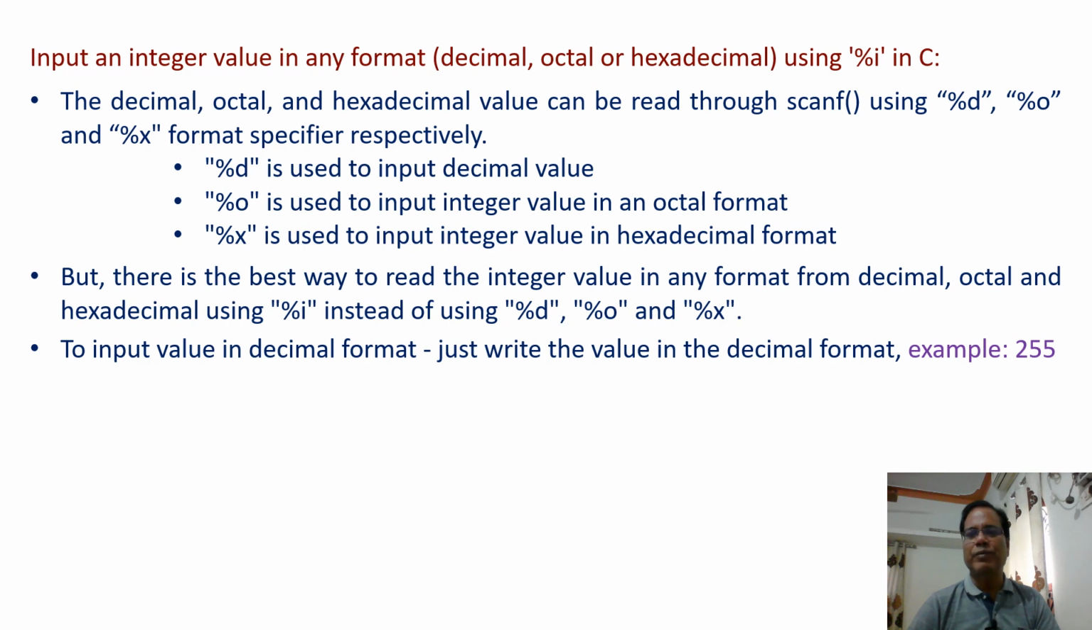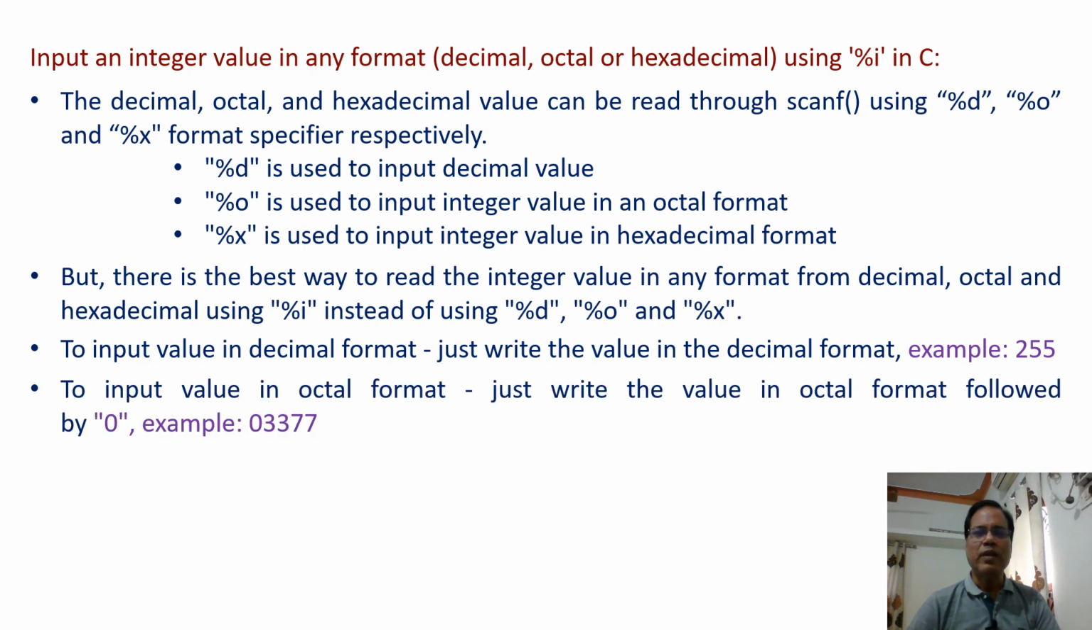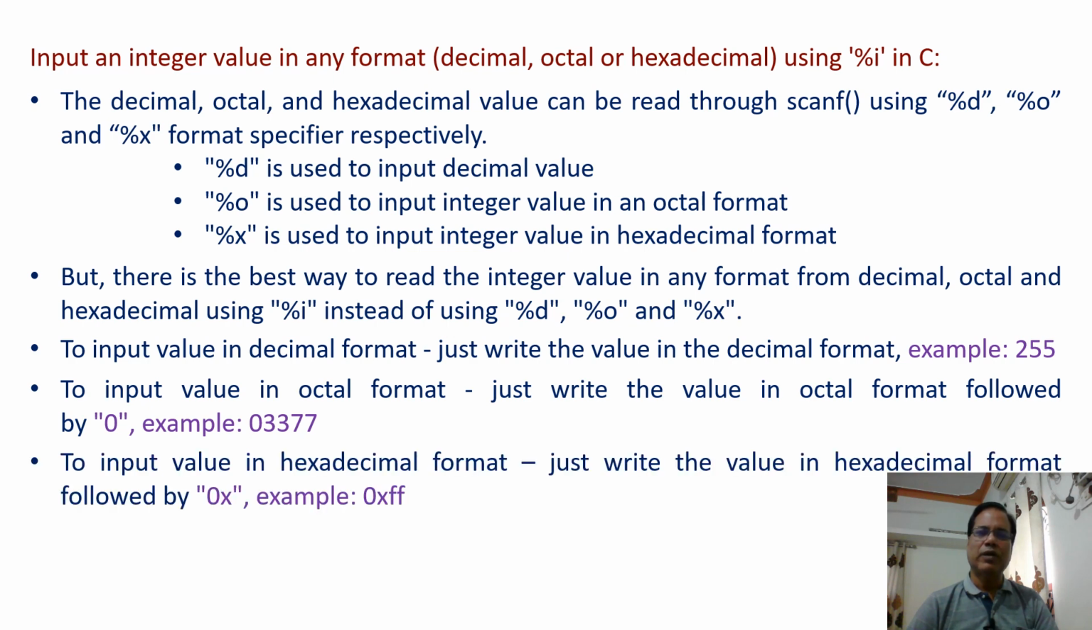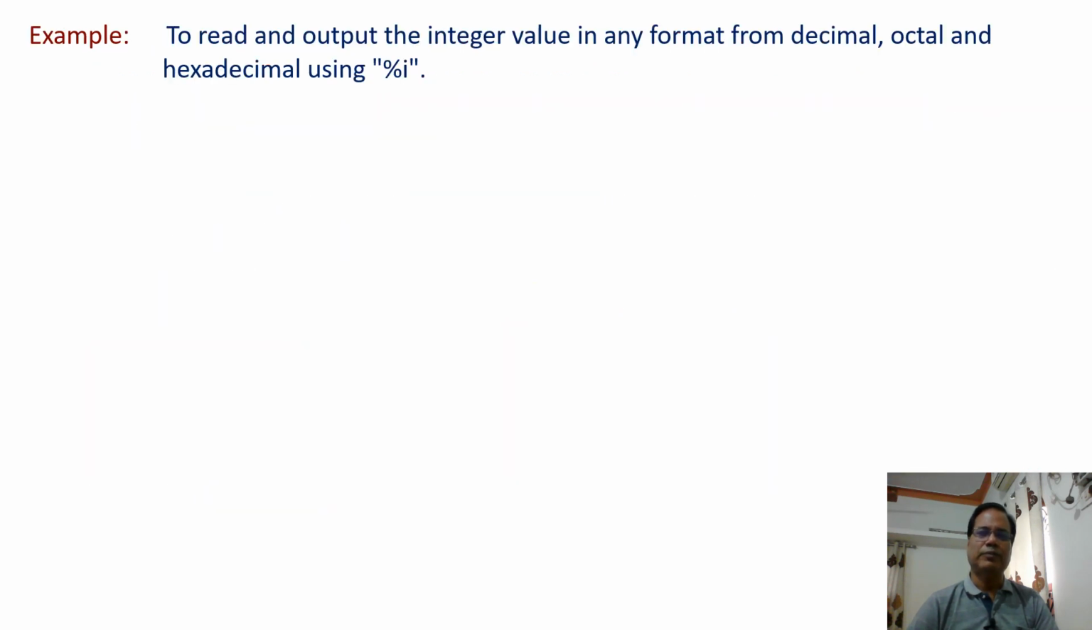To input a value in decimal format, just write the value in decimal format. Example: 255. To input a value in octal format, just write the value preceded by the 0, which we have already discussed. So this integer data, 0377, represents octal data. Now if we write it preceded with 0x, that represents a hexadecimal number. Now let us try to understand this through an example.